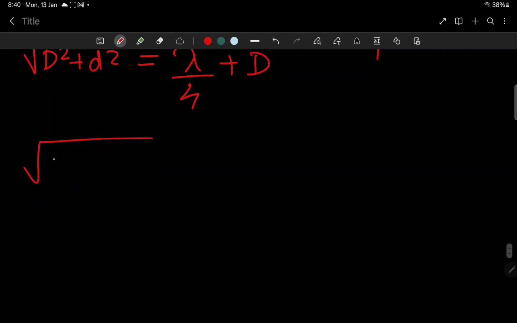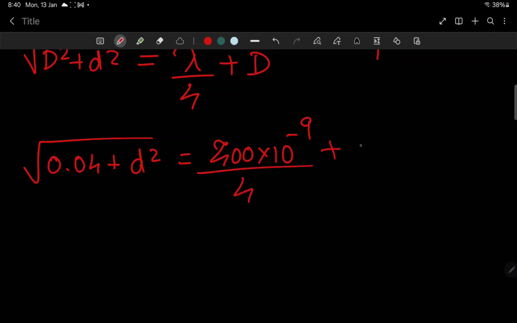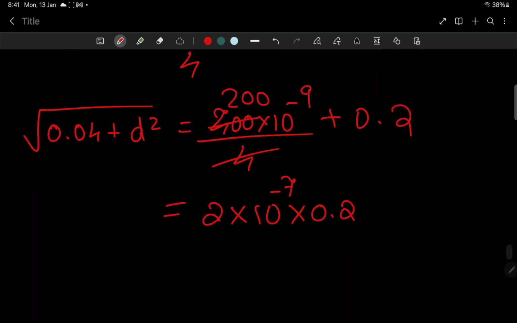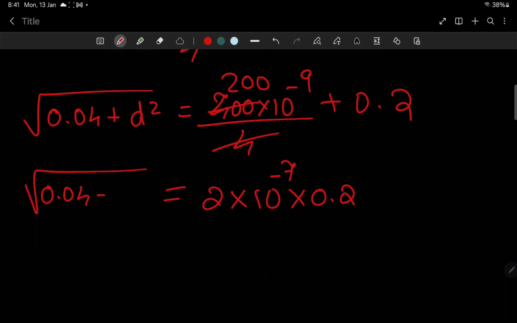Substitute it here. Capital D square, that is 0.2 squared, so 0.04, plus d square is equal to lambda plus d, that is 400 into 10 raised to minus 9, nanometer, into 4 plus d is how much? 0.2. Cut 200, so that becomes 2 into 10 raised to minus 9 into 10 raised to minus how much? 9 minus 2, 7. This thing is equal to 0.04 plus d square.